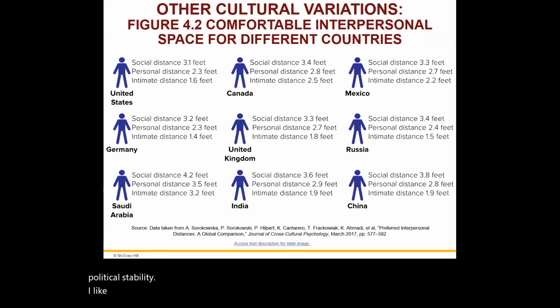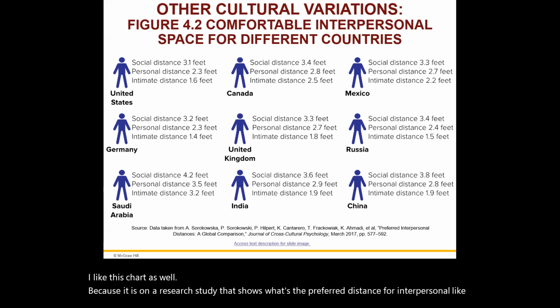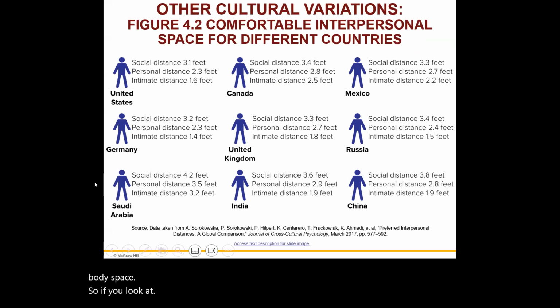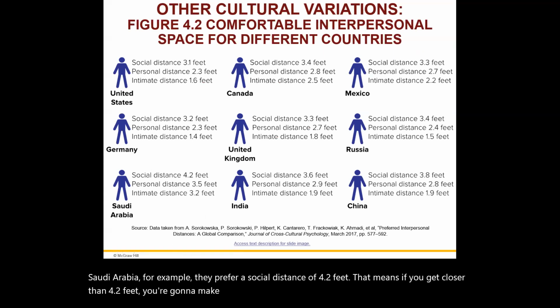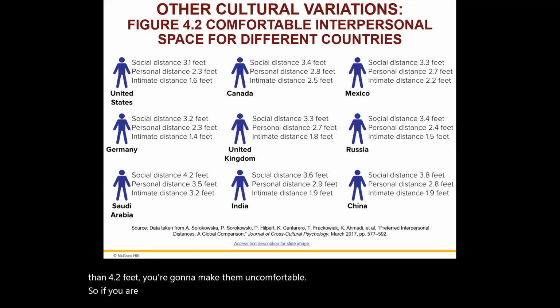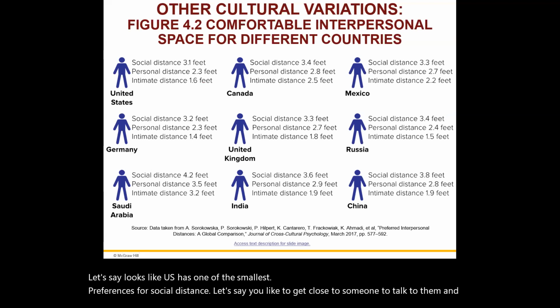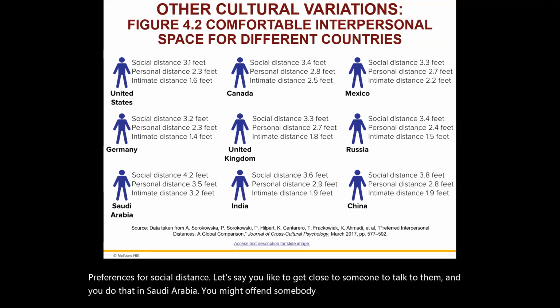I like this chart as well because it's based on a research study that shows the preferred distance for interpersonal body space. So if you look at Saudi Arabia, for example, they prefer a social distance of 4.2 feet. That means if you get closer than 4.2 feet, you're going to make them uncomfortable. Let's say, looks like the US has one of the smallest preferences for social distance. Let's say you like to get close to someone to talk to them, and you do that in Saudi Arabia, you might offend somebody. That's good to be aware of.